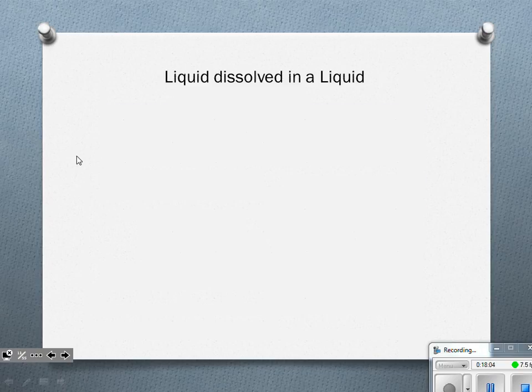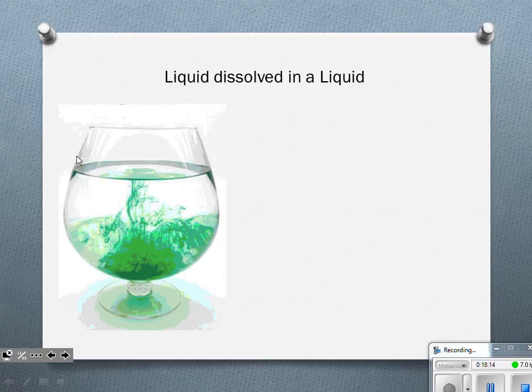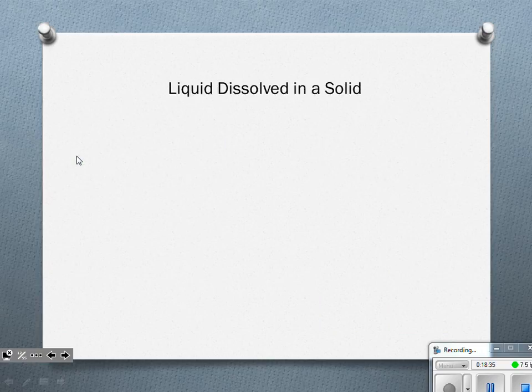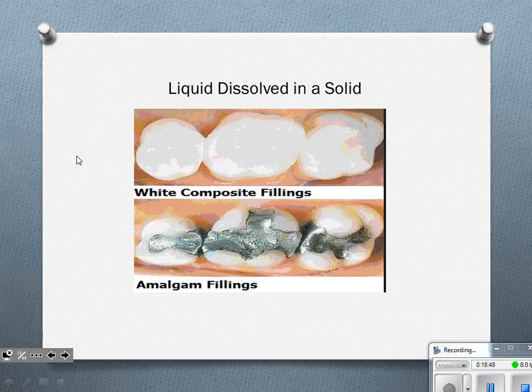How about a liquid dissolved in a liquid? That's a bit easier, right? Didn't I just say creamer in my coffee? That would be an example. Here's another one. I put a drop of food coloring into the water. Once it spreads out to a homogeneous solution, I have a liquid dissolved in a liquid. How about a liquid dissolved in a solid? Fillings for your teeth.